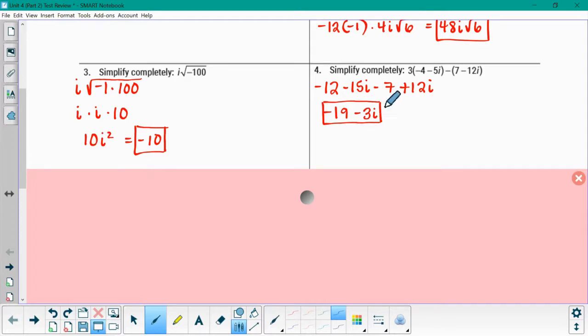For number 4, make sure you're distributing. The 3 is going to distribute to both numbers, and this negative is going to distribute to both numbers. Gives me -12 minus 15i minus 7 plus 12i. Combine like terms. -12 minus 7 is -19. -15i plus 12i is -3i.